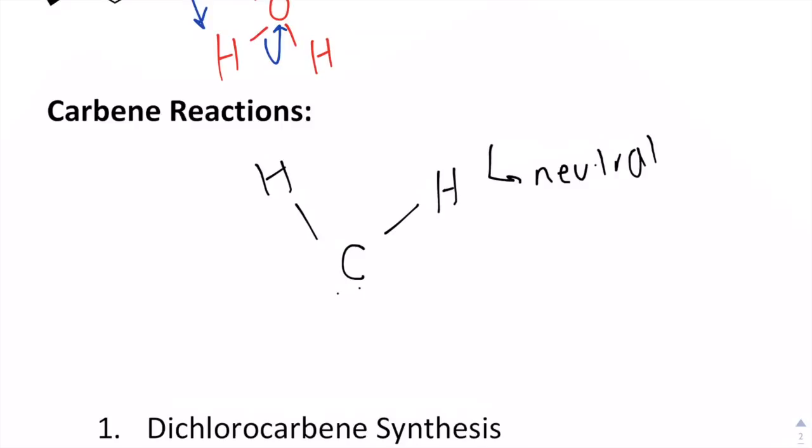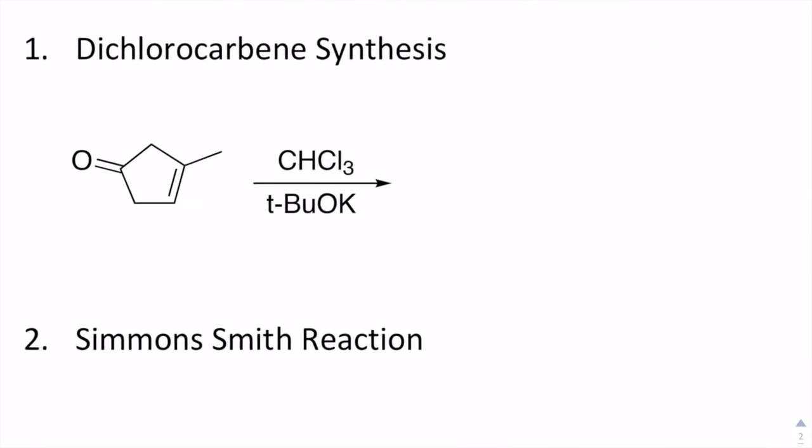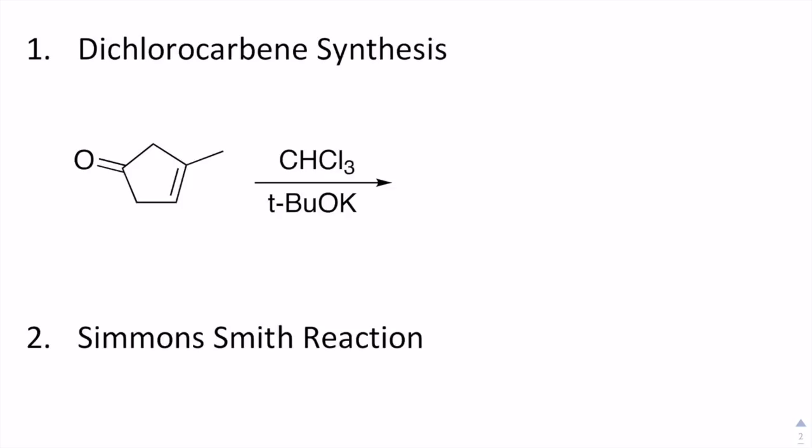So let's jump right into the 2 types of reactions that we saw. The first one was dichlorocarbene synthesis. When we see these 2 reagents, which are chloroform and tert-butoxide with an associated potassium ion, we really don't know what's reacting with this molecule.